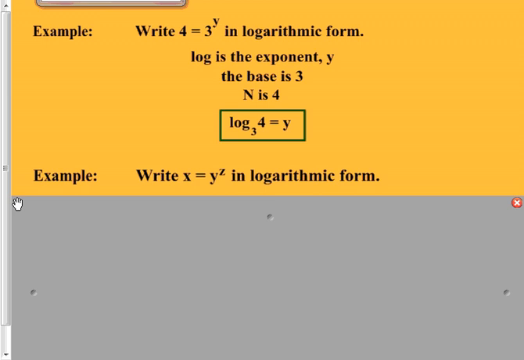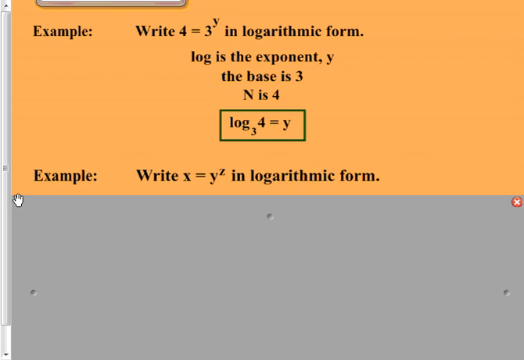Okay, another example. This one doesn't have any numbers in it. It's all variables, but it doesn't change anything. The values still represent what the values represent based upon their positioning in the exponential form. So write x equals y to the z in logarithmic form.